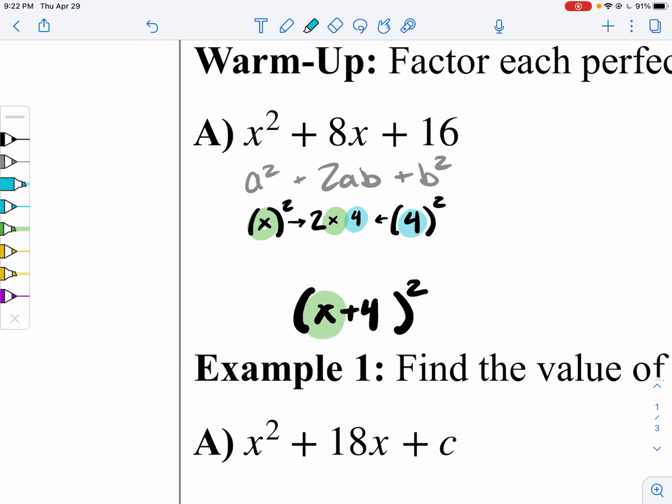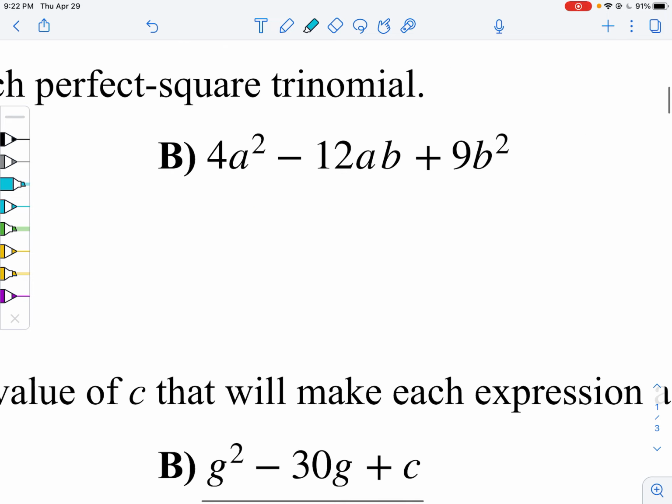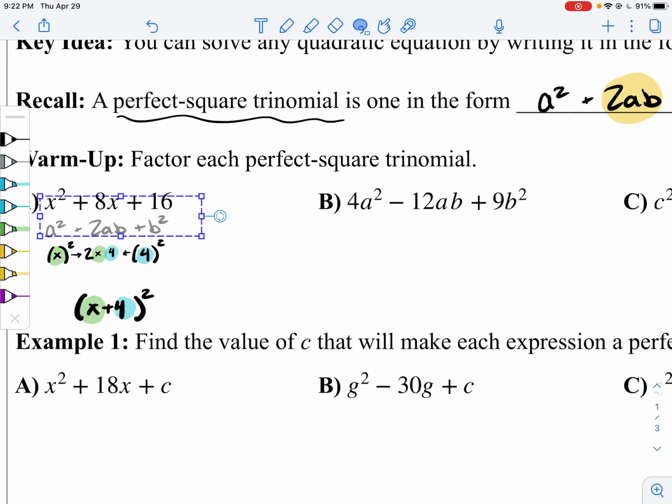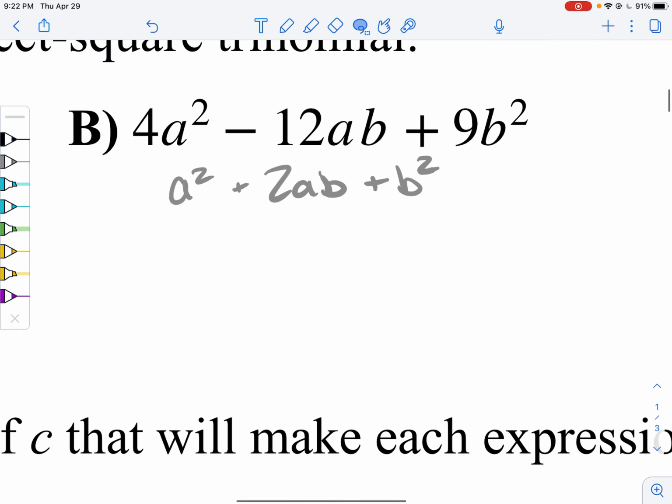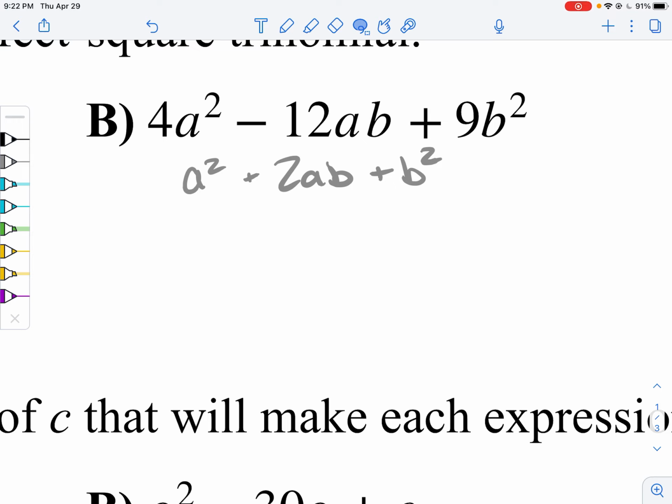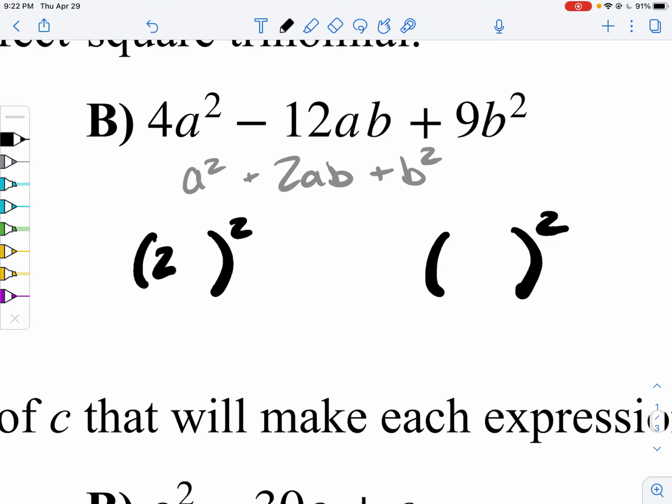So that's super cool. Okay, same thing. We want to figure out, does it fit the perfect square pattern? Now, I always check the extremes. Okay, 4a squared is equal to something squared, and 9b squared is going to be equal to something squared. Well, 4 is 2 squared, and a squared is a squared, so that gives us (2a) squared. And 9b squared: the square root of 9 is 3, and the square root of b squared is b.